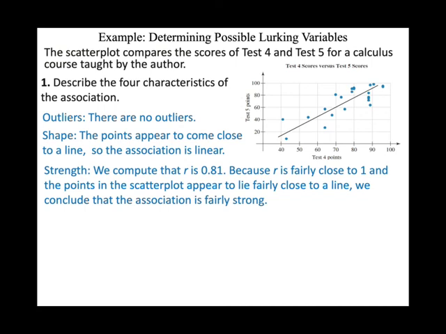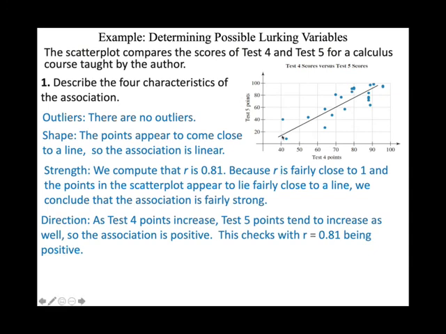Okay, last one, the direction. What is the linear correlation? Is it positive, negative, or neither? This is going to be positive, right? Since the slope is increasing, and we find r is positive 0.81. So you know this is going to be a positive association. It means when the test 4 points are increasing, the test 5 points are also increasing.